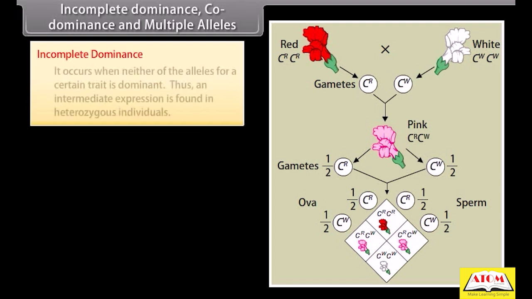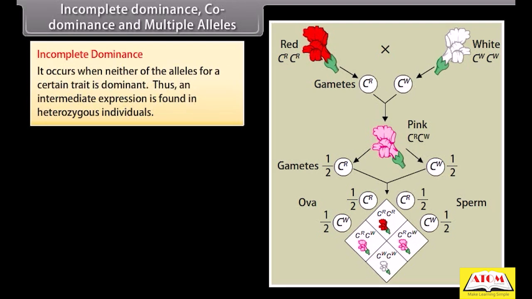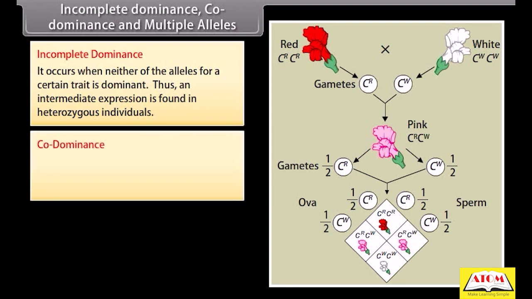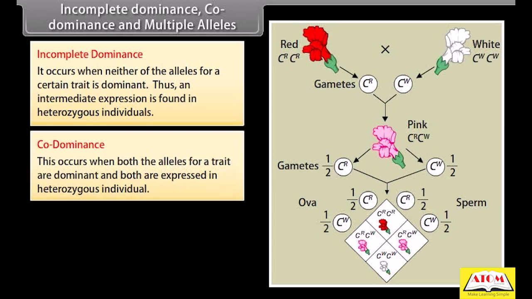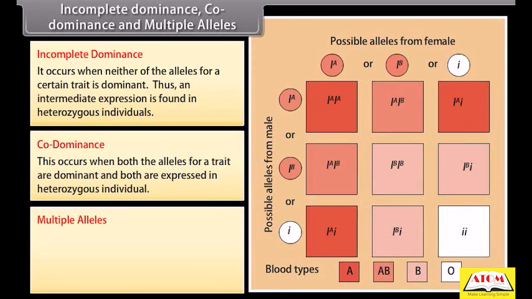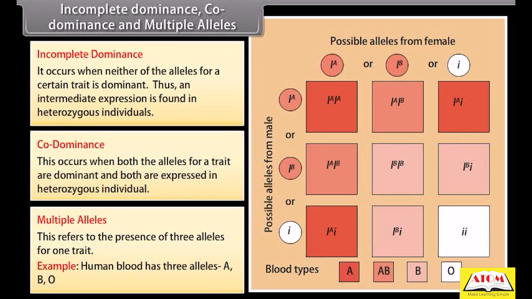Incomplete dominance, codominance, and multiple alleles. Incomplete dominance. It occurs when neither of the alleles for a certain trait is dominant. Thus, an intermediate expression is found in heterozygous individuals. Codominance. This occurs when both the alleles for a trait are dominant and both are expressed in heterozygous individual. Such a phenomenon can be observed with multiple alleles. Multiple alleles. This refers to the presence of 3 alleles for one trait. Example: human blood has 3 alleles, A, B, O.